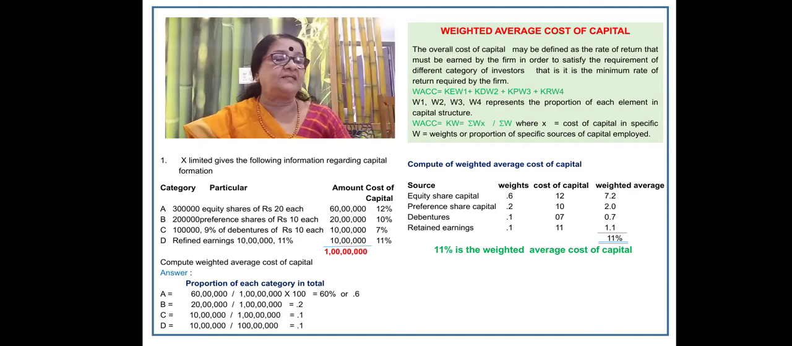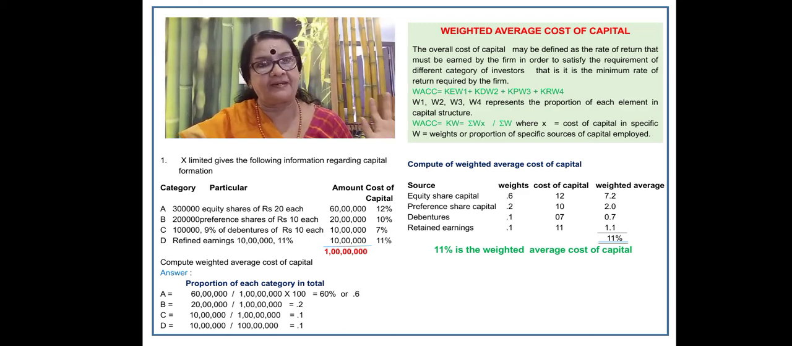You can see the second statement. In that statement, you can see the weight assigned to them. Weights are 0.6, 0.2, 0.1, 0.1. The answer is given and you can find it out. And the cost of capital is given as 12%, 10%, 7%, 11%. And the weighted average is 0.6 into 12, 0.2 into 10, 0.1 into 7 and 0.1 into 11. Then we have to add the total weighted average, that is coming as 11. So 11% is our weighted average cost of capital.